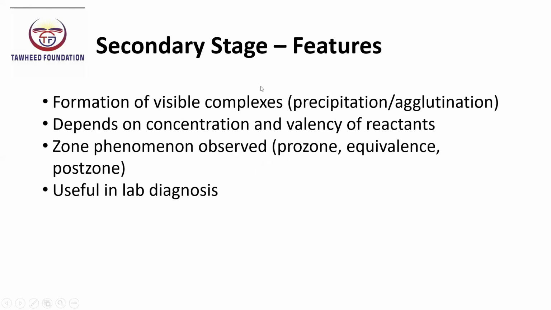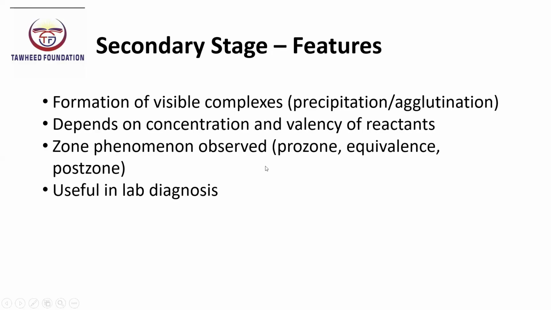Next is secondary stage. In the secondary stage, the antigen antibody complexes that form during the primary stage become visible. When multiple antigen molecules and antibodies cross-link, they form large networks or lattices that can either precipitate in solution or agglutinate cells. The visibility of this reaction depends on the concentration and valency of the reactants. Both antigen and antibody must be multivalent to form a lattice.